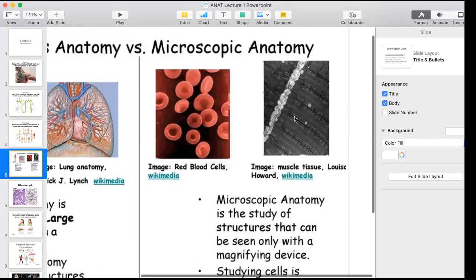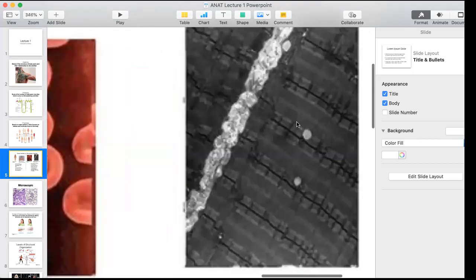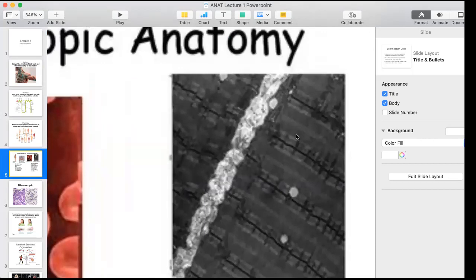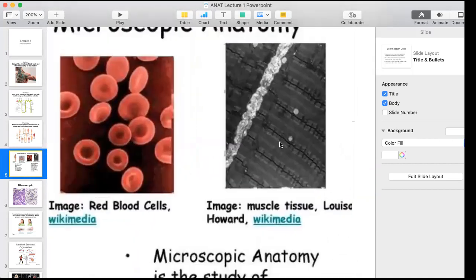Now, this here is what's called a transmission electron microscope. And what this does is it lets you see things as magnified as possible, but the quality is lower. So this is actually what the functional units of muscle fibers look like. And you can see why this was an amazing discovery, because now you can see more or less how things work on a physiological level as well.